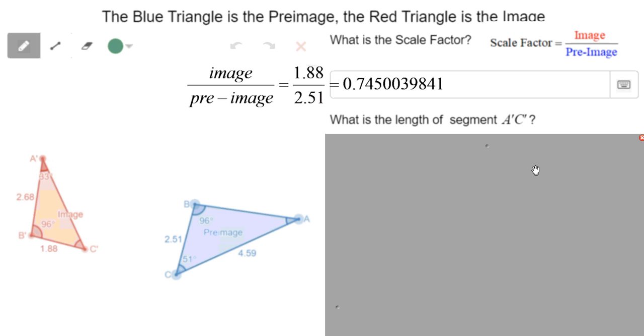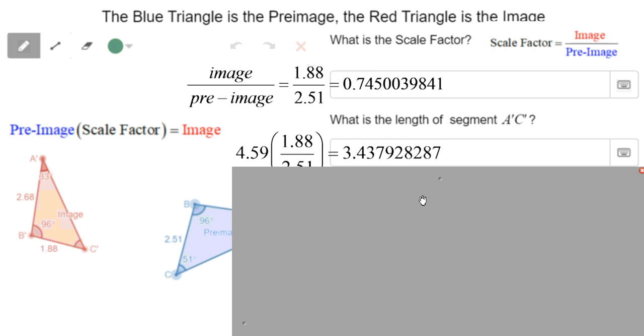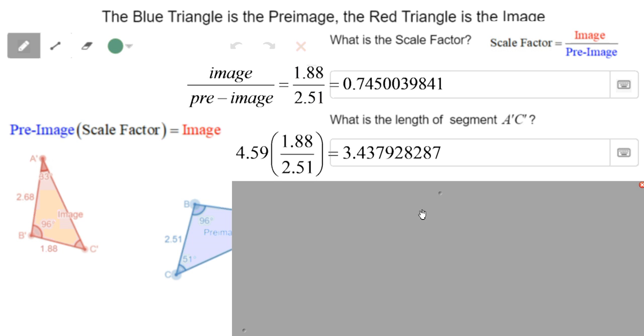Our next question was, what is the length of segment A prime C prime? Well, in order to work on that, we know the pre-image times the scale factor equals the image. A prime C prime is the image. That corresponds with the pre-image of AC. So if we take the pre-image of 4.59 times our scale factor, that gives us the length of A prime C prime. So here's our exact calculations, here's our decimal approximation.